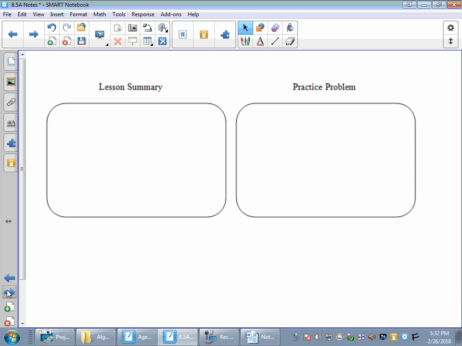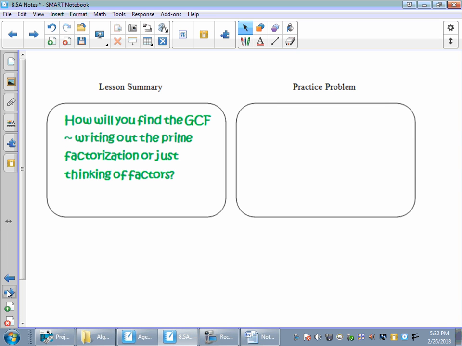That is all I have for you for 8.5a today. So, lesson summary. A personal question for you. How will you find the greatest common factor? In all of these examples, I wrote out the prime factorization. But if you can just think about the factors in your head and find it because you know your multiplication tables, you can do that too. So which of those 2 options would you use? And don't forget to write down why. Why do you think you're going to use that option?